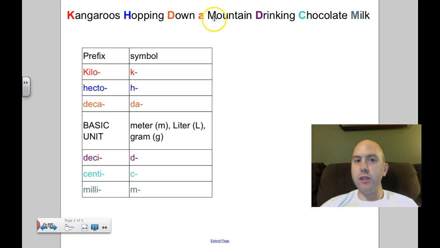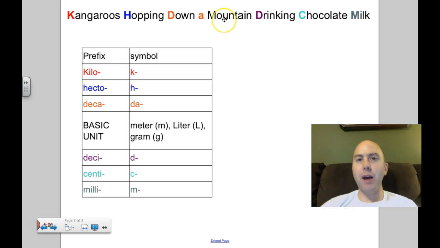Now for this mountain, that part is more of a, that's your basic unit. So it's not really the M that's important. It's just knowing that's your basic unit. The D for drinking is deci. Chocolate, the C there is centi. And then the M here for milk is milli. So again, remember that order. Kangaroos hopping down a mountain, drinking chocolate milk.